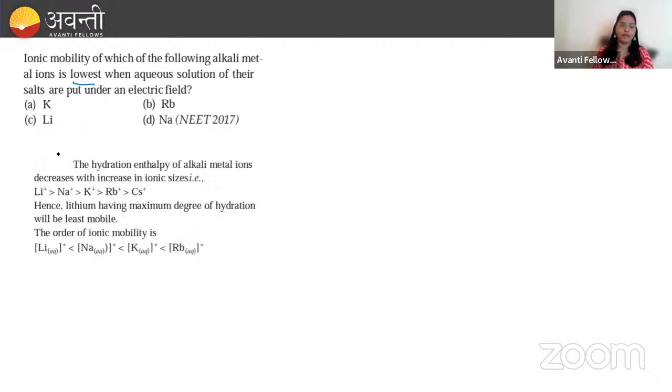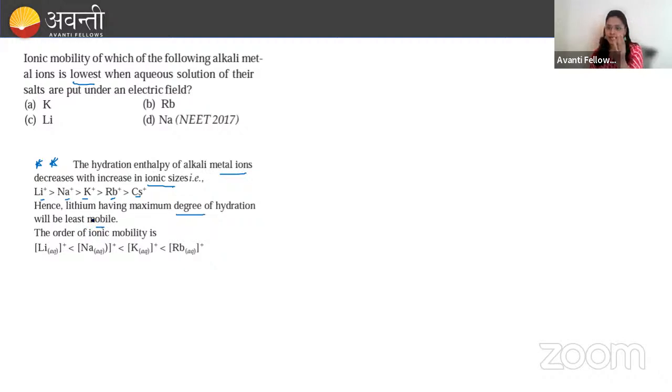Yes, see here, very, very important. The hydration enthalpy of alkali metal ions decreases as their ionic sizes increase. So you can see here lithium being smallest, then sodium, then potassium, rubidium, and cesium. Hence lithium has the maximum degree of hydration and will be least mobile.